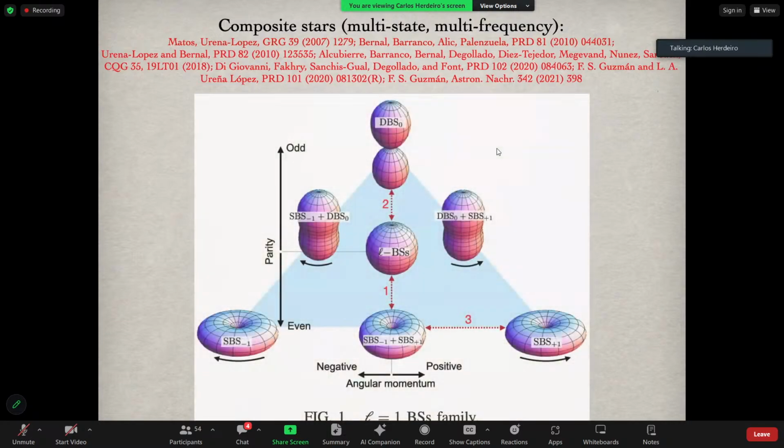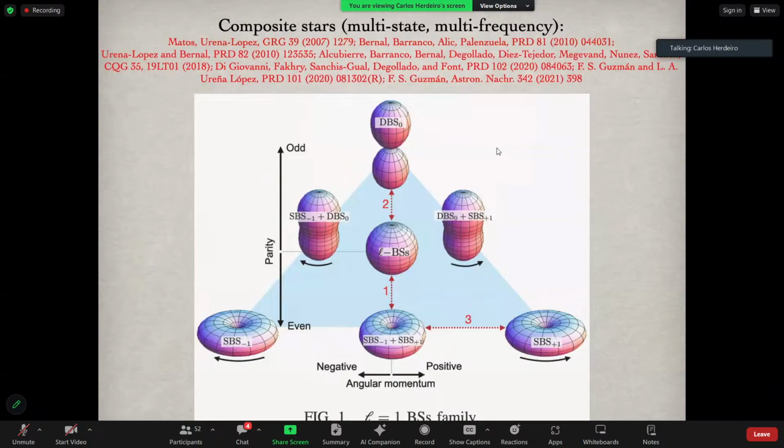So for instance, it's known that excited monopole scalar boson stars, where excited means that they have radial nodes, in the scalar case, are unstable against the decay into a fundamental spherical boson star, which has no radial nodes. It can be stabilized by adding a sufficiently large fundamental monopole boson star as a second field. So you build a kind of hybrid state, and you stabilize the excited part.